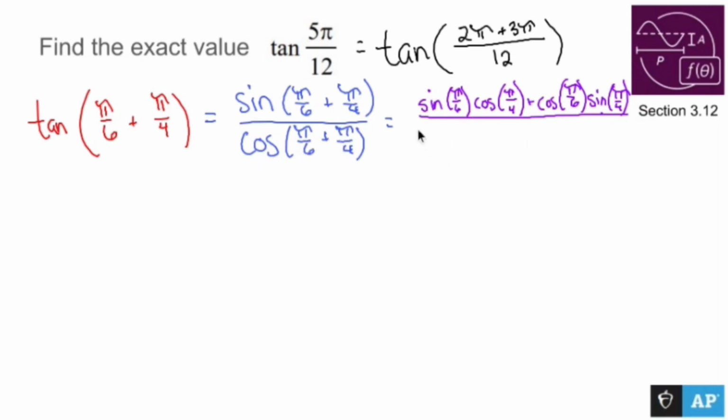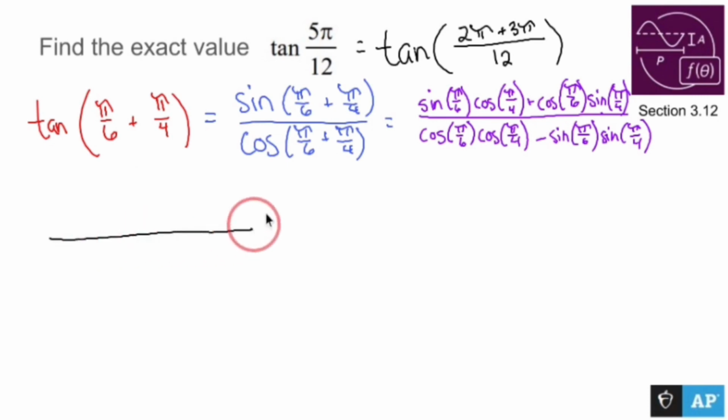So cos of the first, so cos of pi over 6, cos of the second, so pi over 4, again, minus sine of the first, so sine pi over 6, sine of the second, pi over 4. Now, I'm assuming at this stage we feel okay with the unit circle, so I'm not going to spend a lot of time reminding ourselves how to find the sine of pi over 6. We're just going to go right to it.